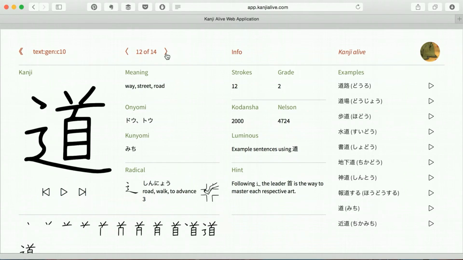Number 12 is the kanji for way, street, or road. The kunyomi is michi. Onyomi is to or do. This is the do of martial arts. Judo, aikido, karate do, kendo. These are all ways. So the stroke order is interesting because this radical, the main radical, the shinyo, also referred to as the running radical, even though it looks like it comes at the start of the kanji, it's written last.